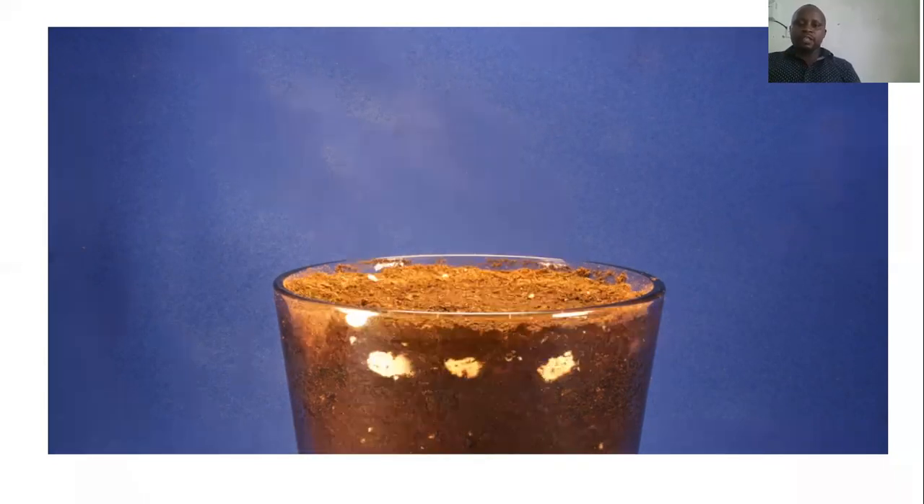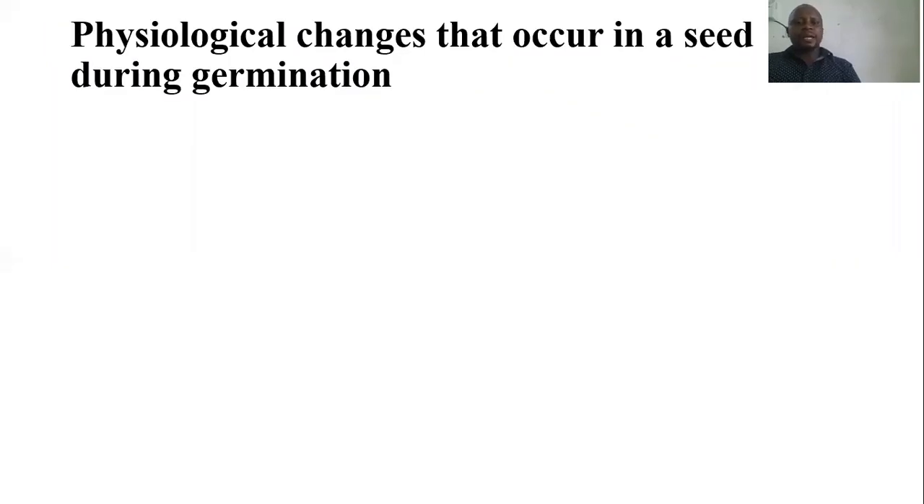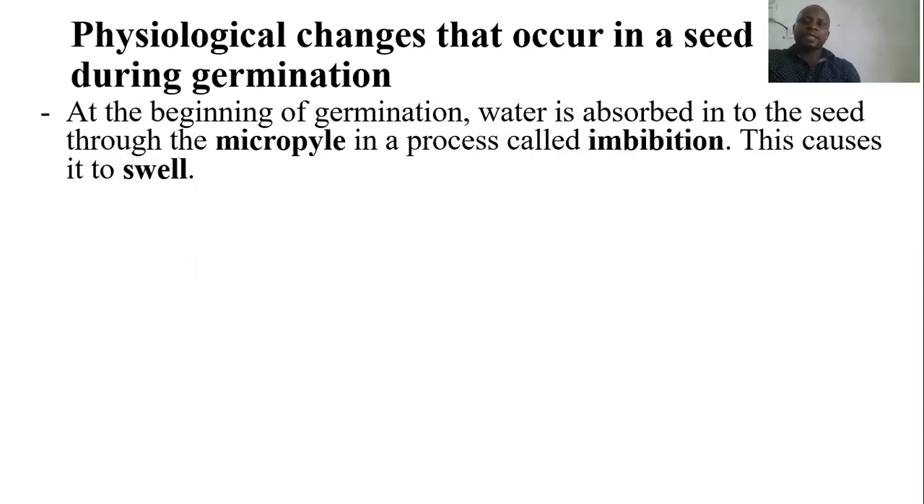Let us now go to the literature. Good. So the physiological changes that occur in the seed during germination include: one, at the beginning of germination, water is absorbed into the seed through the micropyle, and this process is called imbibition. This causes the seed to swell.